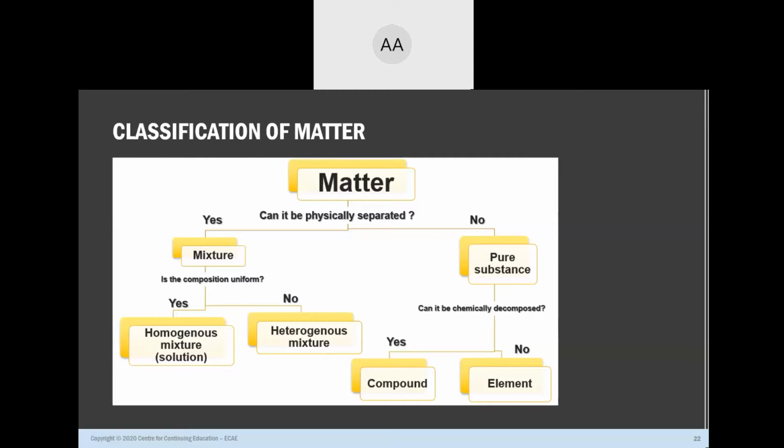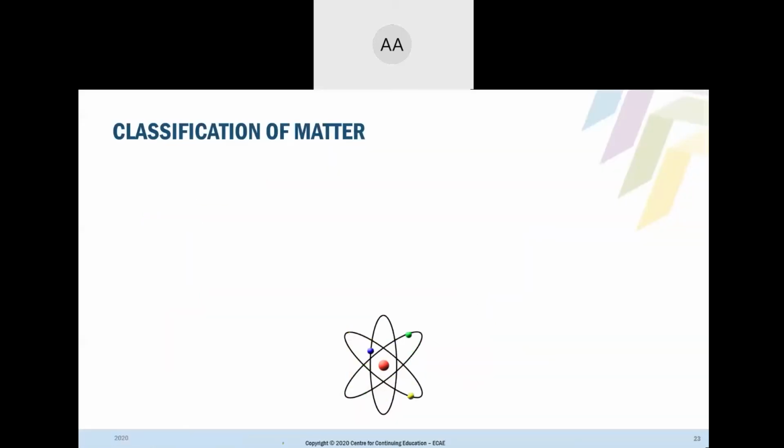So if we look at the diagram here, very simple, something that you all will have come across a lot in your chemistry teaching. 3 simple questions. Can it be physically separated? Is the composition uniform? And can it be chemically decomposed? And there, from the questions, we get some very specific answers where we start to think about homogeneous mixtures, heterogeneous mixtures, compounds, and elements. And that is essentially where we take our students at Cycle 3 when we're thinking about the classification of matter.